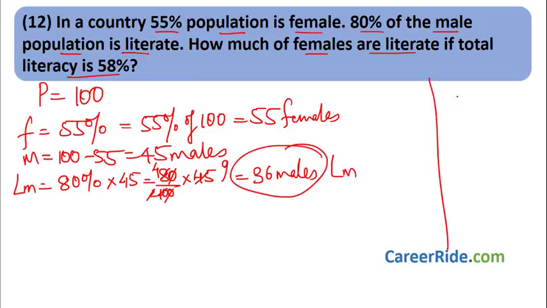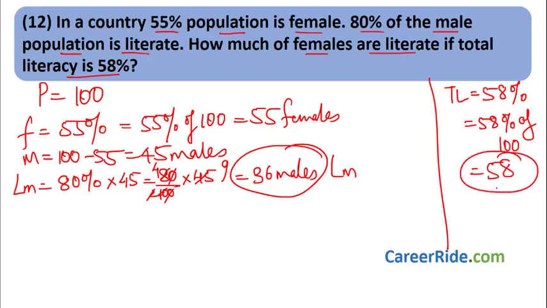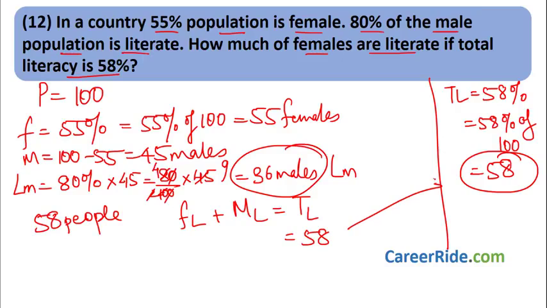What have they given on the right hand side? They have given that the total literacy is 58%. That means out of 100 people, 58% are literate. That means 58% of 100, since it is total literacy, that is 58 people are literate out of 100. Correct? Now, if 58 people are literate out of 100, we know that female literates plus male literates is nothing but the total literate population of the country. We know the total literate population of the country is 58, we have just calculated it, right?